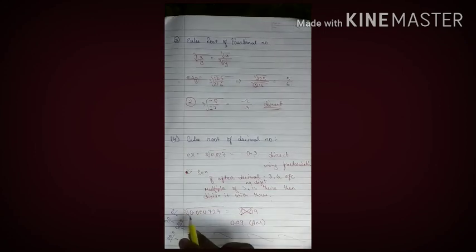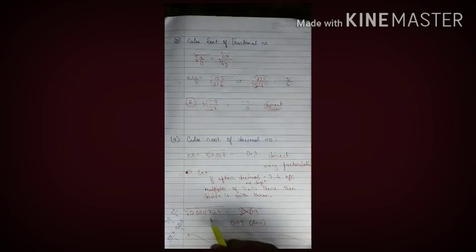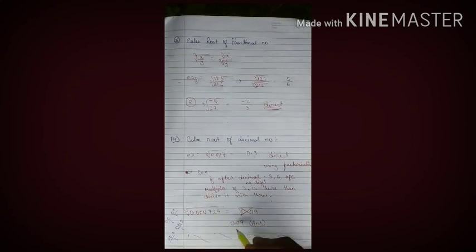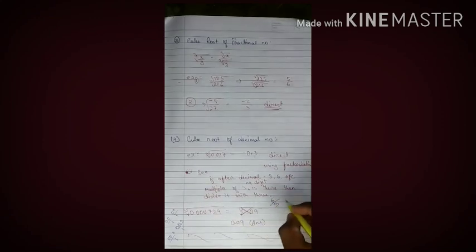See here, the cube root of 0.000729. How will we find it? Cube root of 729 is 9. Now before it there are 3 digits after the point, with extra 0s. 6 digits are there, so after dividing, 6 divided by 3 is 2, so we keep the point after 2 places. The answer is 0.09.